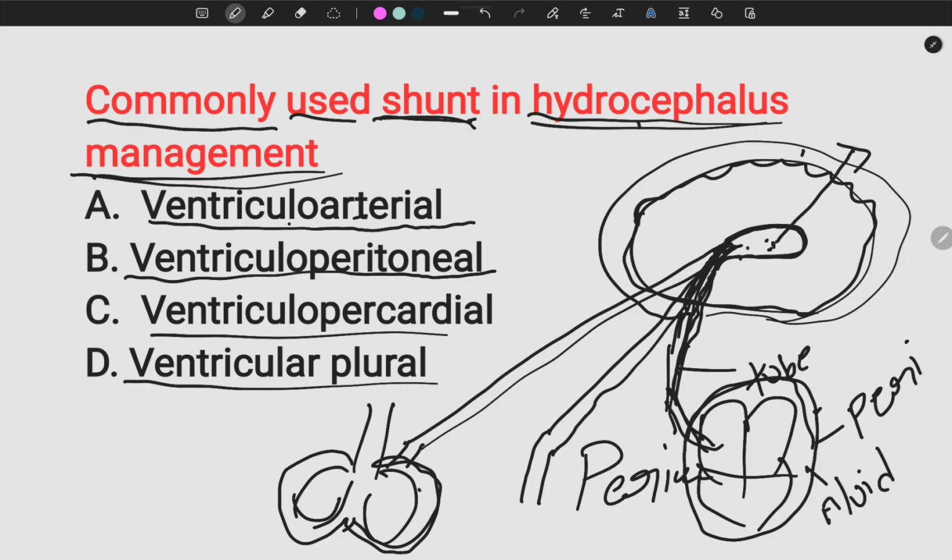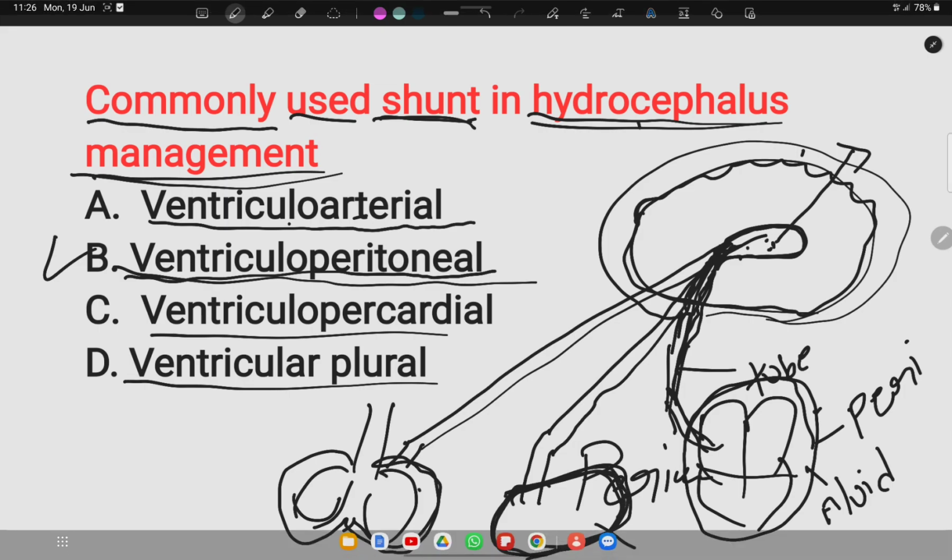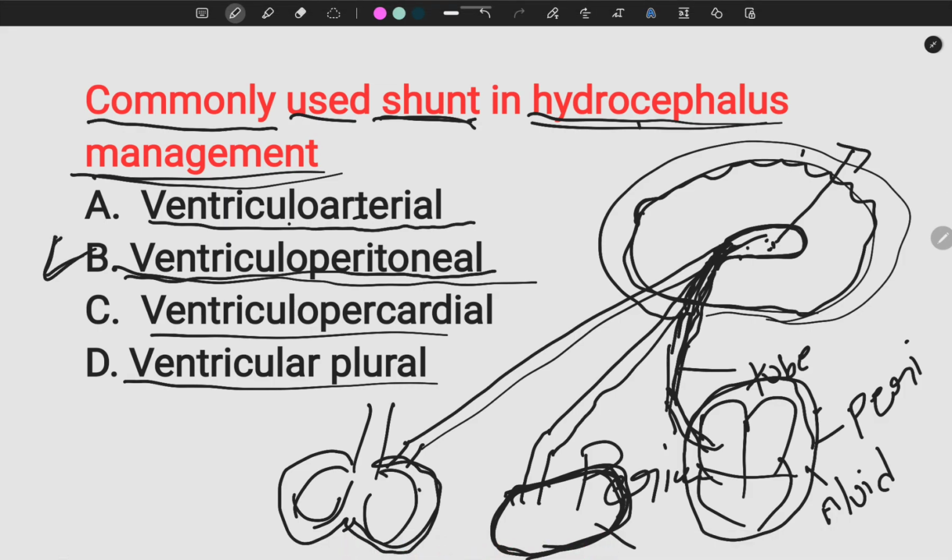The right option is option B, ventriculoperitoneal, from the ventricle to the peritoneum. The peritoneum is present in the abdomen and has a cavity, the peritoneal cavity. So this is the right option. Option B, the ventriculoperitoneal shunt, in the case of hydrocephalus management.